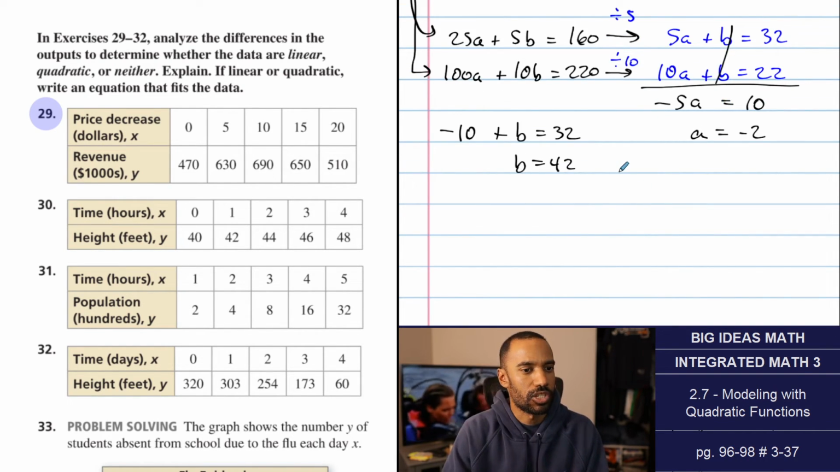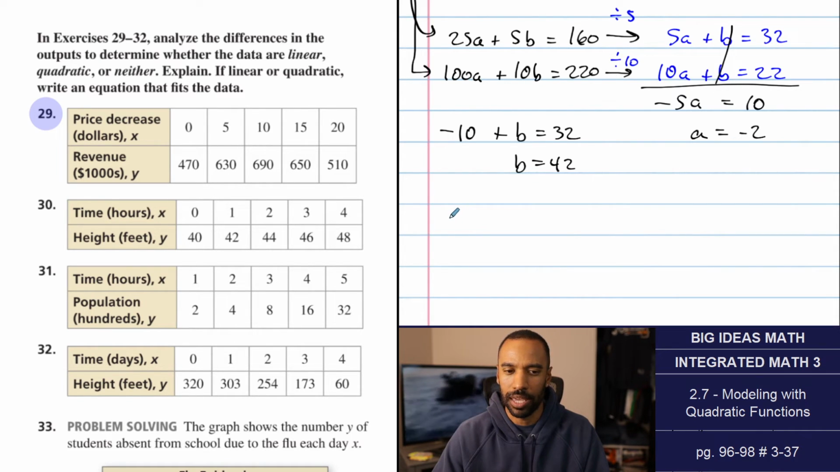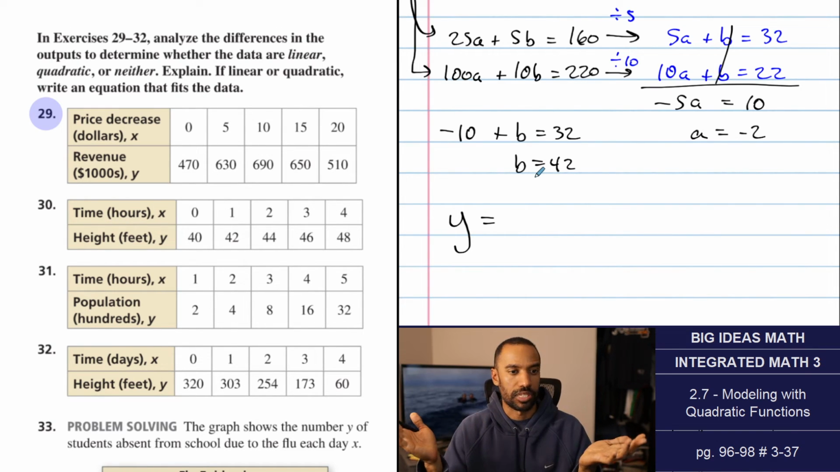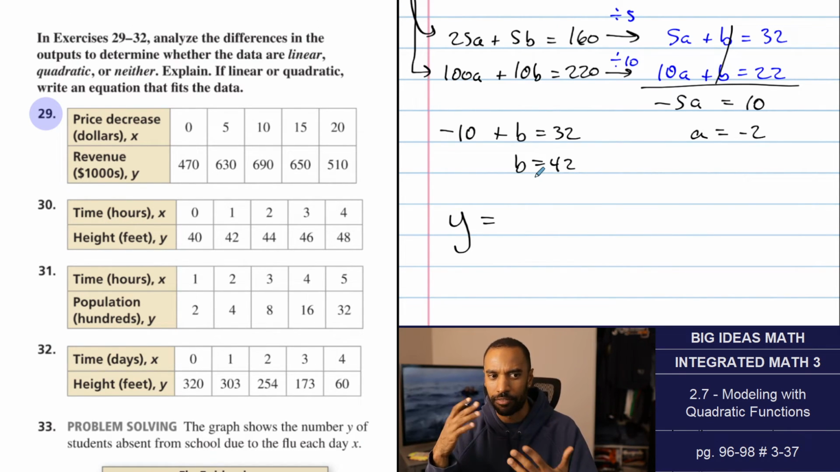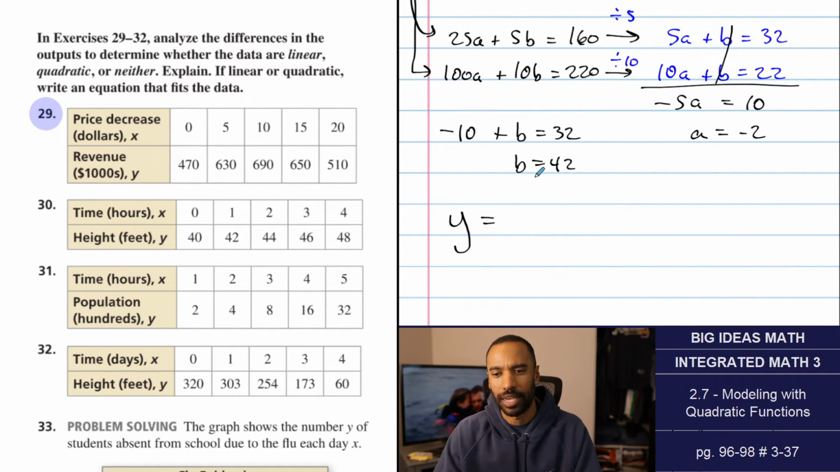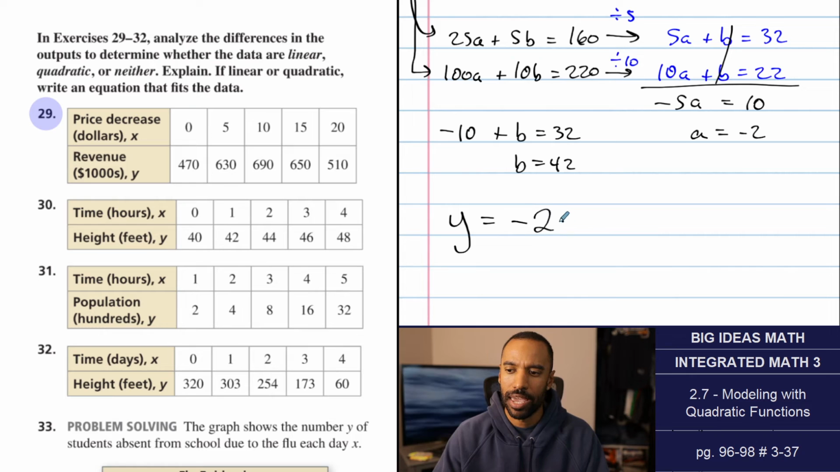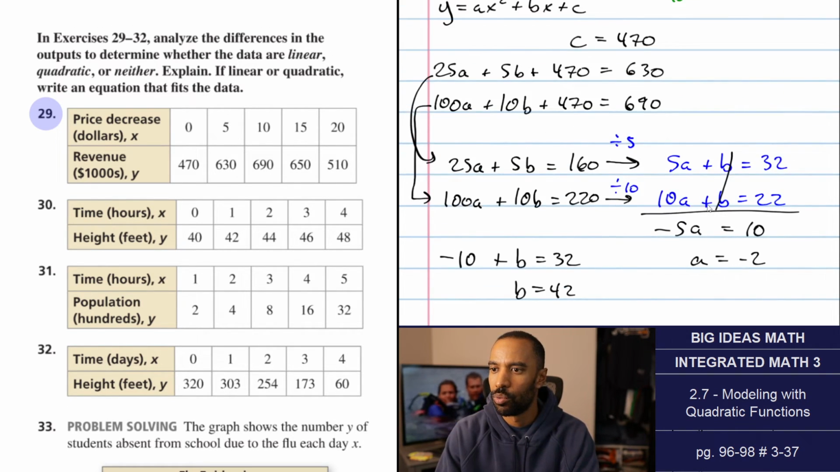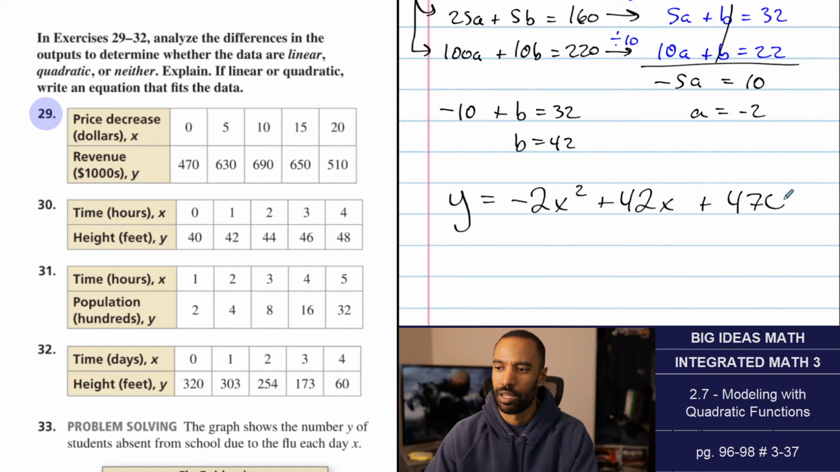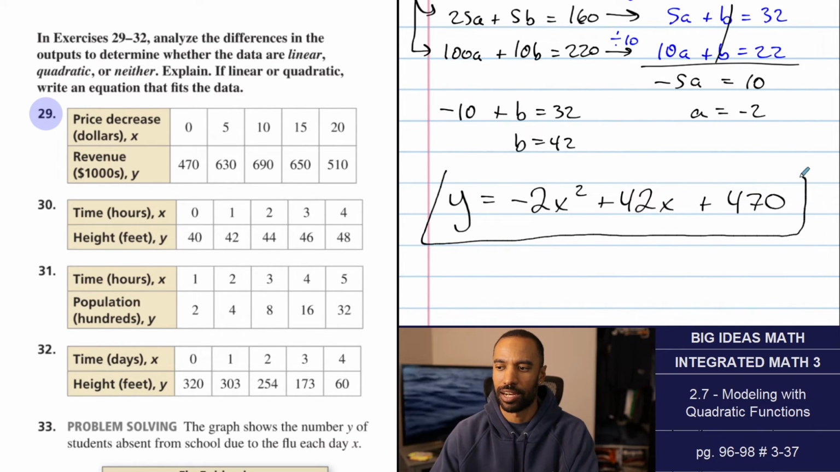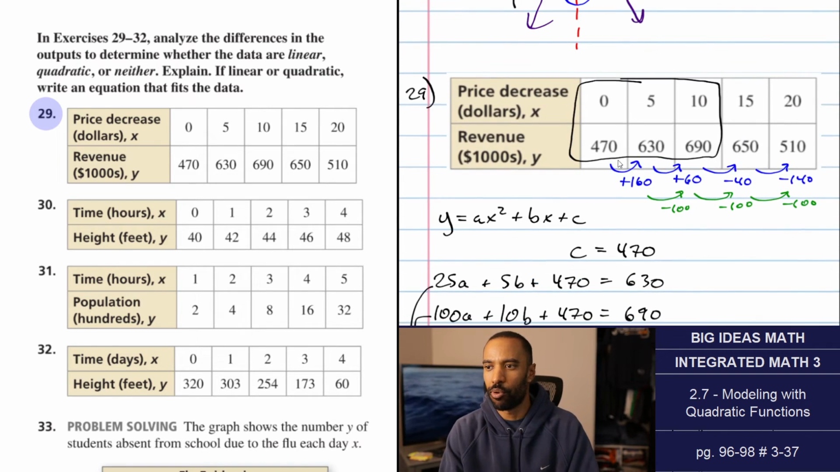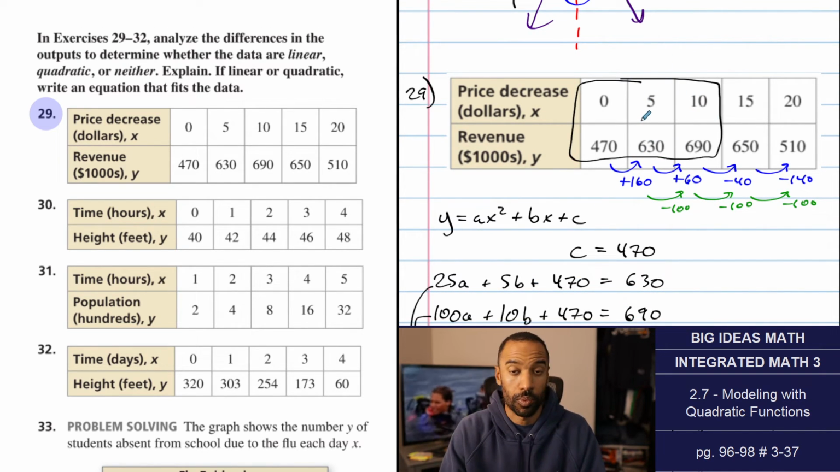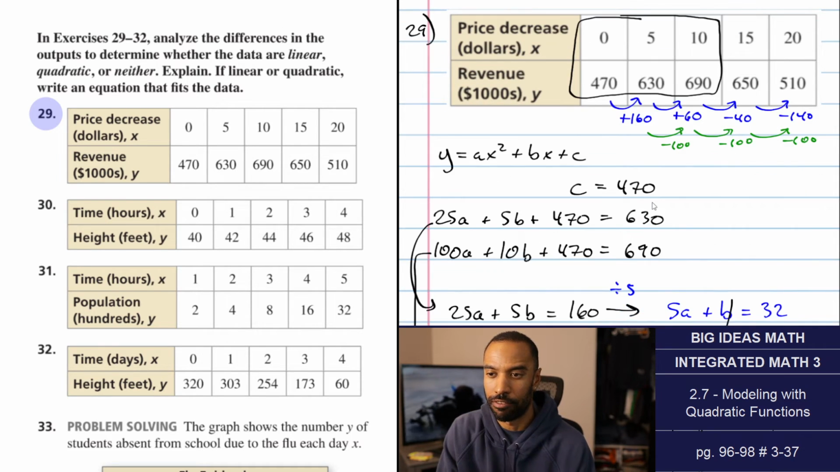So your equation, they just said write an equation that fits the data. I didn't look at the representation or anything like that. This is thousands of dollars of revenue based on a price decrease in dollars. I'm not looking at any of that for now unless they ask me to interpret. But y equals negative 2, that's our a value, negative 2x squared plus 42x, that's bx, plus c, which is 470. So there is the quadratic that fits that. Now, I could have chosen any of the points on here. I decided to choose those 3. You need 3 of them, though, for the system of 3 to find A, B, and C.